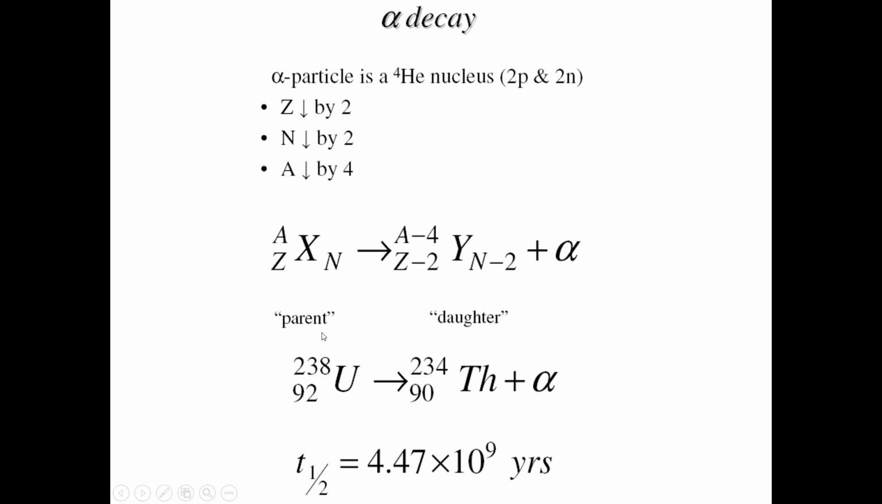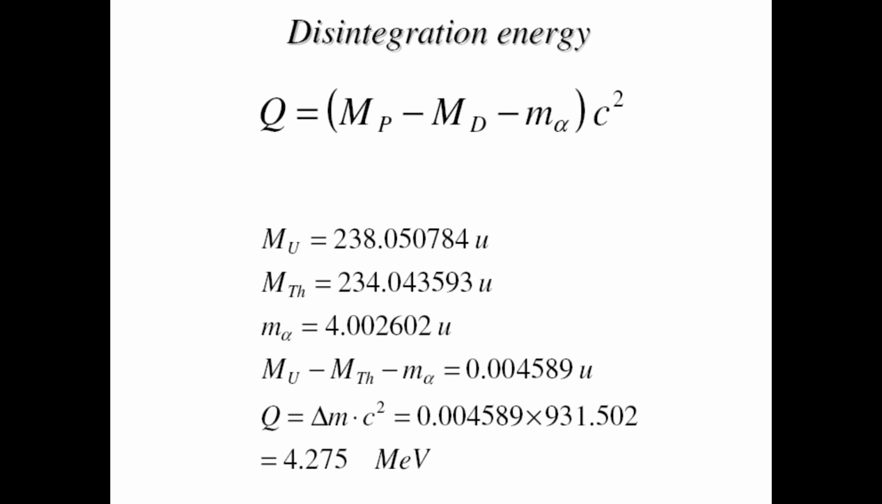The practical example is let us say we have a uranium-238 nucleus. When it goes through alpha decay after a half-life of 4.47 times 10 raised to the power 9 years, we will have a thorium nucleus with atomic mass 234 and atomic number 90. Along with that we have disintegration energy.